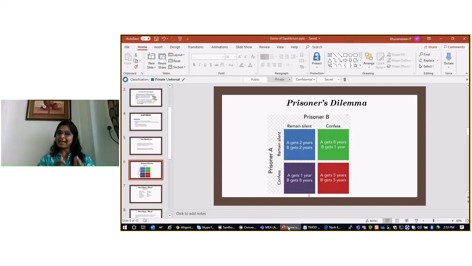The same case can be applied to our lockdown. Let us assume prisoner A and prisoner B are person A and person B, where one can confess and the other remain silent, meaning I move around, or I lock down myself. So confess is lockdown, and both of them locking down would give the better solution, right? That is going to be the Nash equilibrium for us.